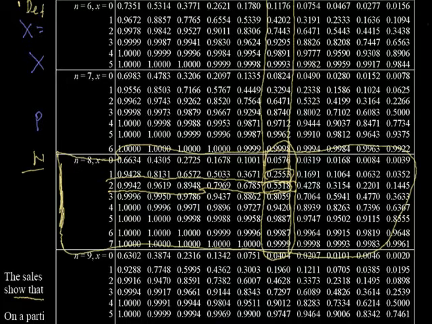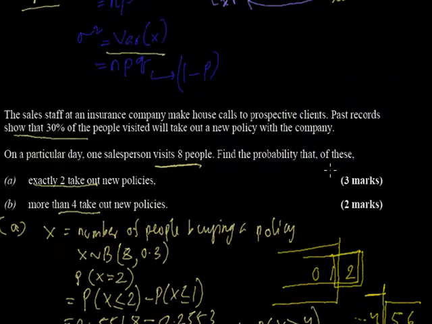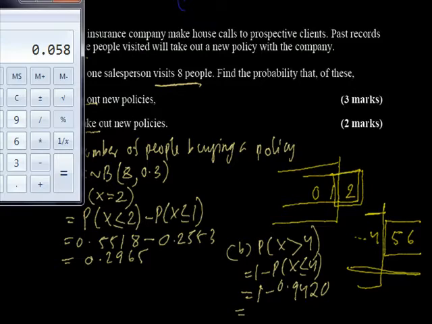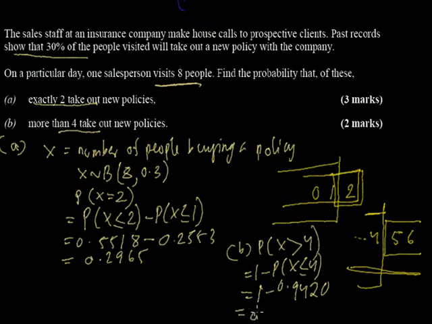Less than or equals to 4 is going to be here, 0.9420. So if we get back to the sum, it is going to be 1 minus 0.9420, and we are going to get 0.058. We can put a 0 at the end to make it 4 decimal places. So this is a binomial distribution sum.